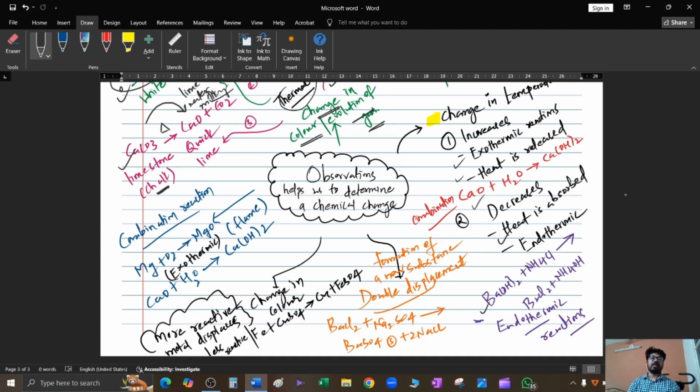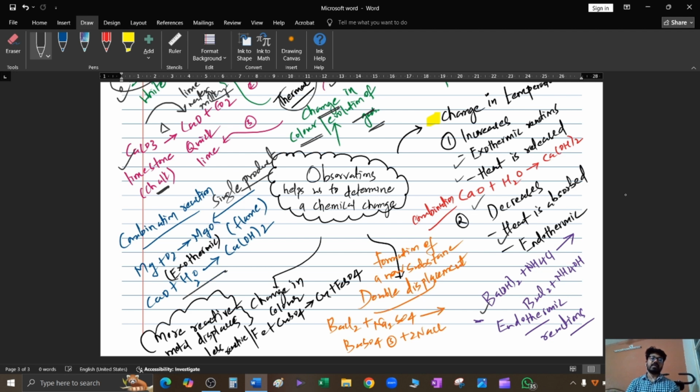So this is an example of what? Combination reaction. When two different reactants react with each other giving a single product, it is known as what? Combination reaction. So what is the condition? Single product milna chahiye, two or more than two reactants.